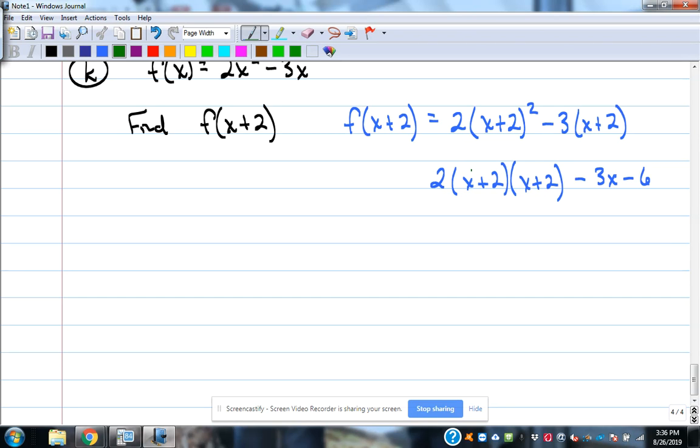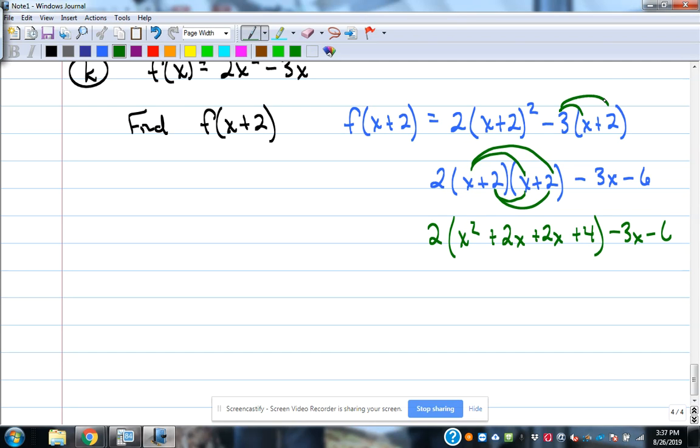Distributive property says you multiply x times x, it's x squared. X times 2 is 2x. Then you distribute this 2. So 2 times x is another 2x. 2 times 2 is 4. I've still got the minus 3x and minus 6 from where I distributed the 3. Okay? So I've distributed x to x plus 2, and then I distributed 2 to x plus 2. And that's how I got this.